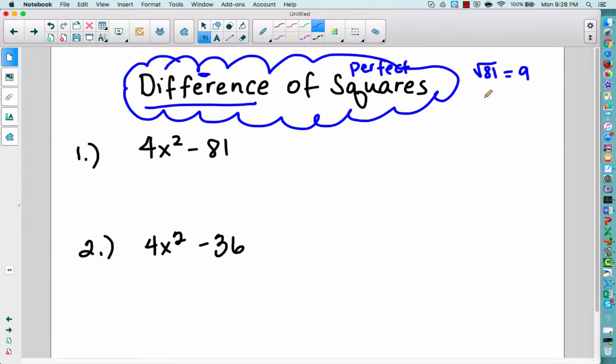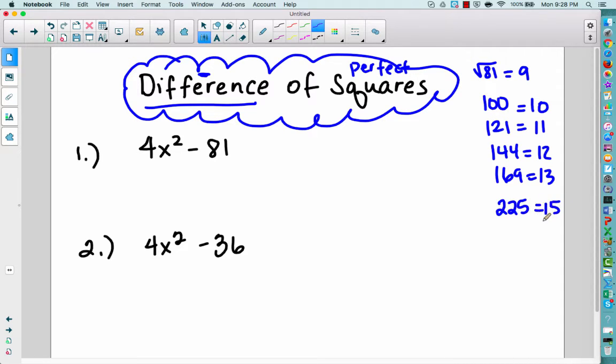We've got 100. We've got 121, which is 11 squared. We've got 144, which is 12 squared. We've got 169, which is 13 squared. I also said it was helpful to know that 225, which is 15 squared, and 400, which is 20 squared. And I think you can do the ones before 9. I think those are the ones that you guys always remember.